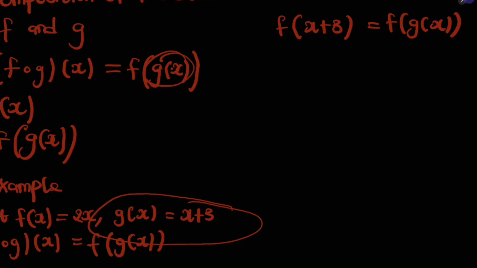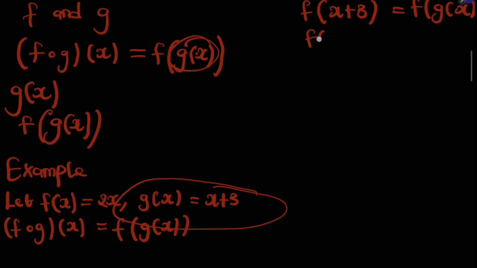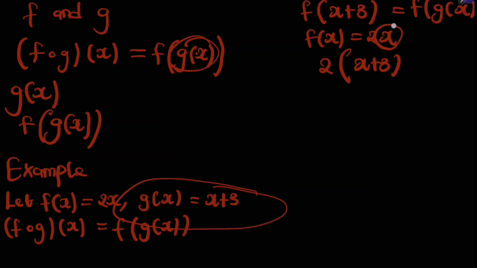Since our f of x is 2x, we are going to have 2 into x plus 3. Remember, we are replacing x with g of x. So we are going to have 2 into x plus 3. So what does this give us? It gives us 2x plus 6. And this is what we have.